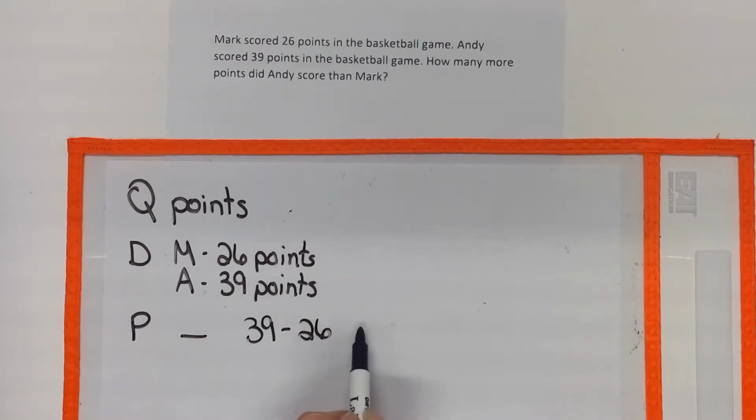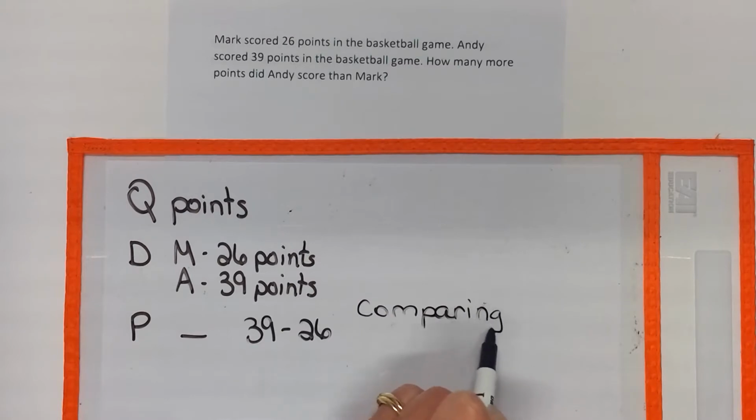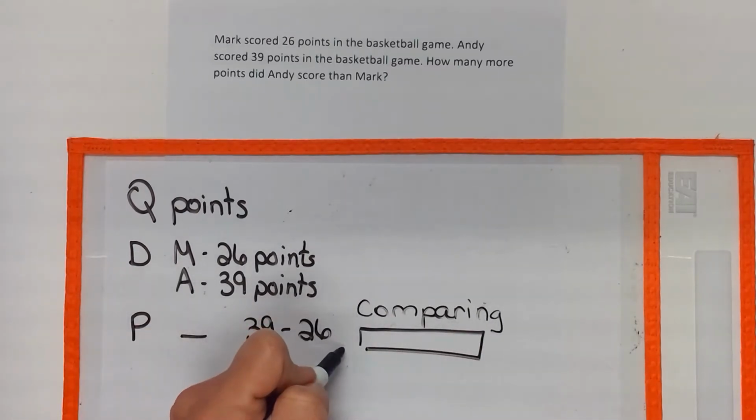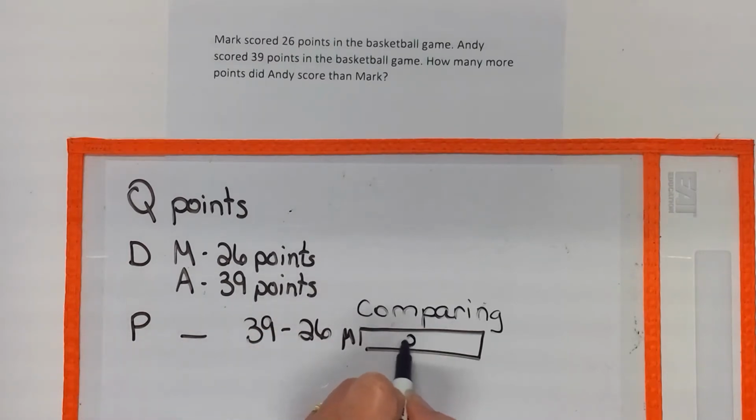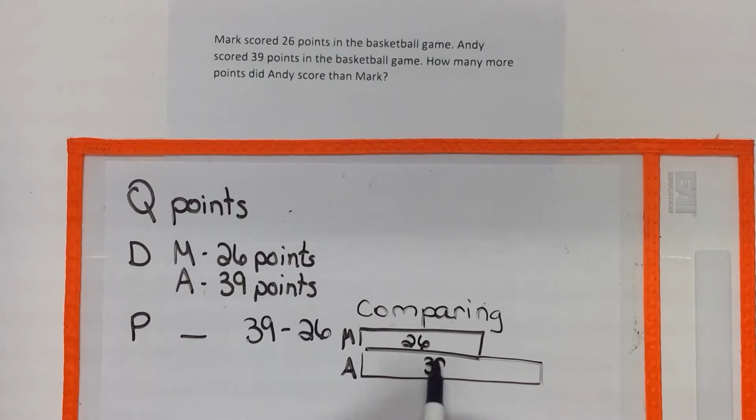And by a picture model, we mean looking at more of a bar diagram type model. Whenever we're comparing, I'm just going to show this specifically, this bar model for comparing. I have the one bar that's going to represent Mark, and Mark had 26 points. Andy is going to be my other bar, and I'm comparing the two. Is Andy's amount more than Mark's? The answer is yes, so Andy's bar should be longer than Mark's bar. And I put in that Andy had 39 points.